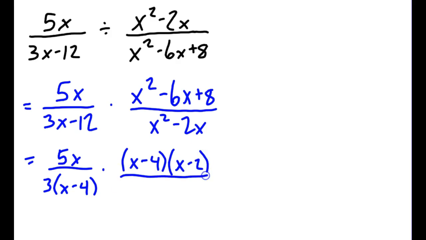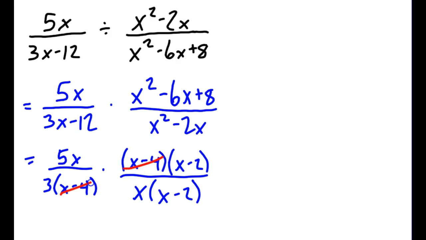Now looking at this denominator, we have x squared minus 2x. Those have an x in common. So that's x, left with x minus 2. Now looking at the numerator and denominator, take out any like factors.